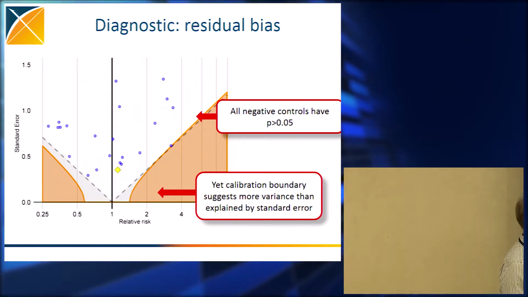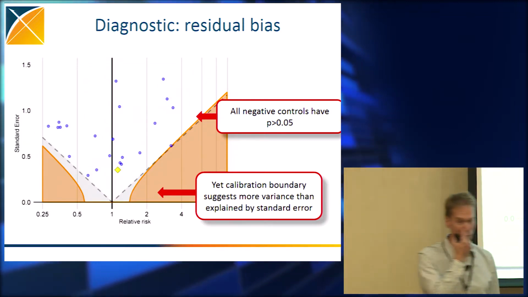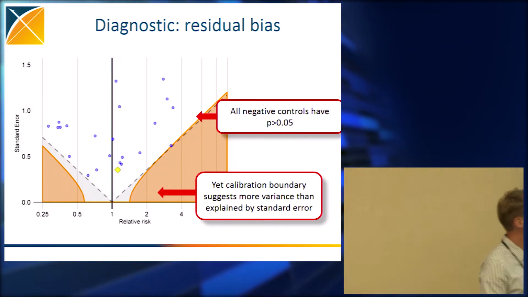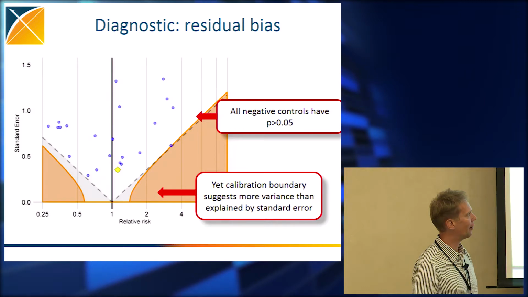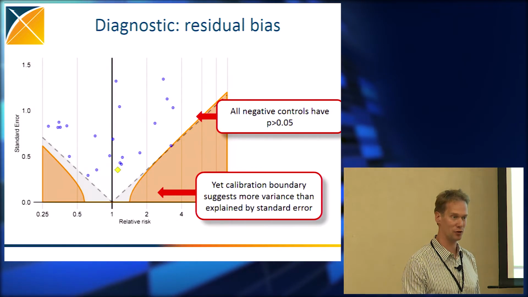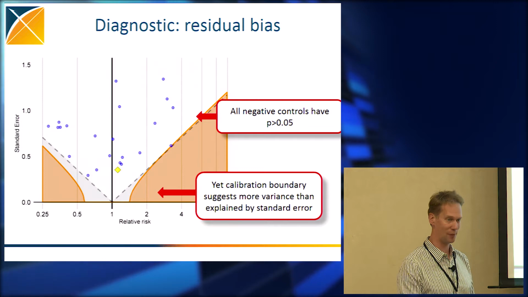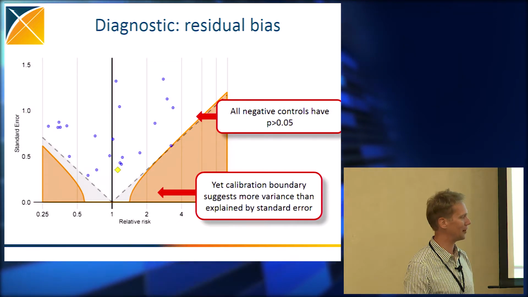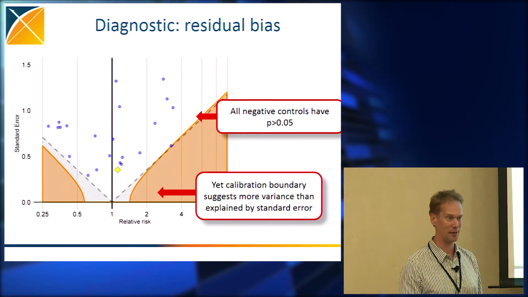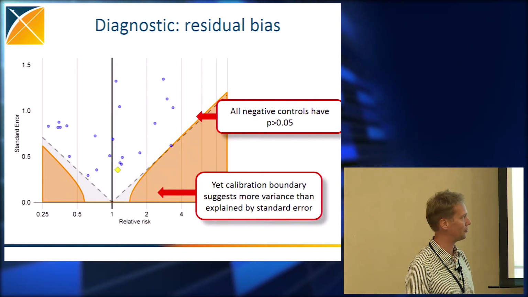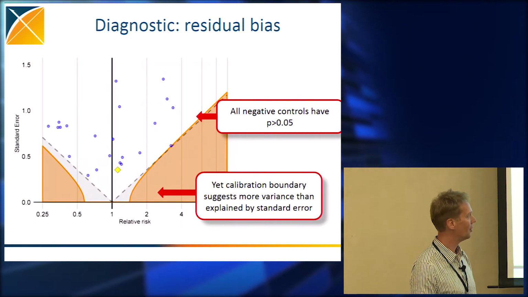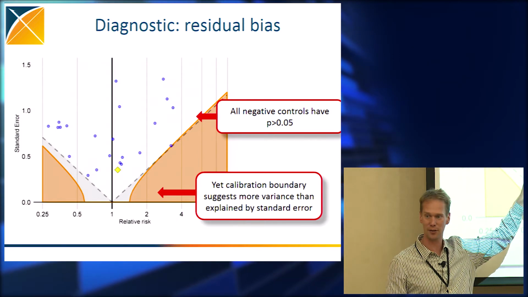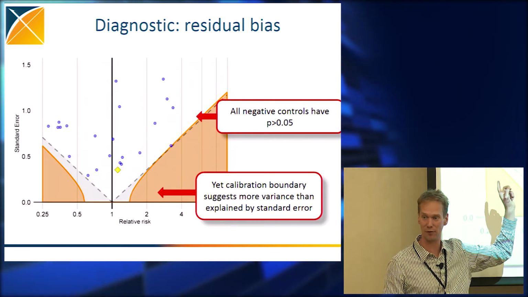We also add this orange area. This is a little bit more complicated to explain. Given the distribution of estimates that we observe for these negative controls, we fit an empirical null distribution. Based on that, we can create a calibrated p-value. And this is the statistical significance boundary for the calibrated p-value. Basically, what it does is it tries to see whether the variation that we see for the blue dots is completely explained by the standard error that we have, so the random error.